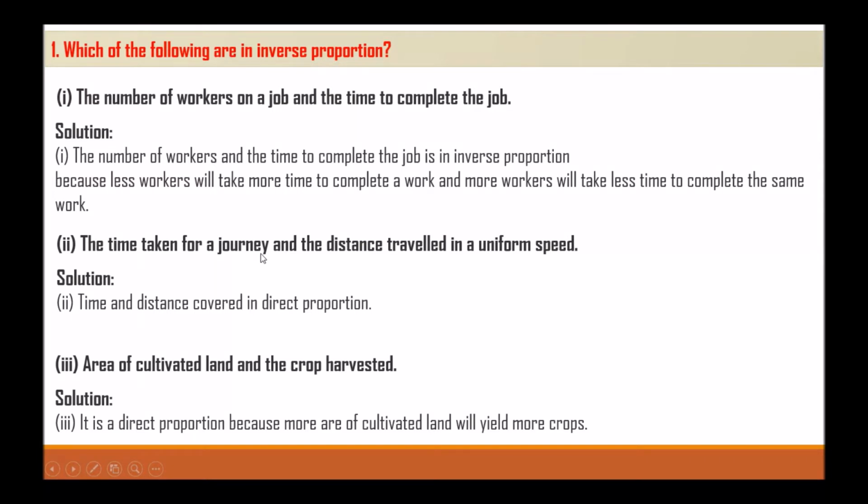The time taken for a journey and the distance traveled at a uniform speed. The time and distance covered are in direct proportion. Area of cultivated land and the crop harvested. It is direct proportion, because more area of cultivated land will yield more crops.